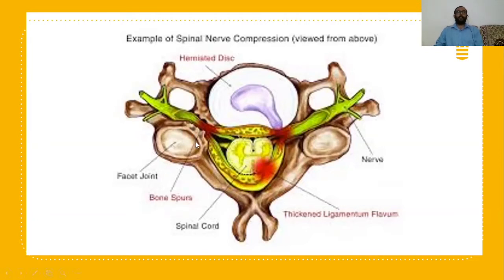And here, facet joint arthropathy or facet joint hypertrophy. The facet joint is actually an apophyseal joint, formed by the superior articular process and inferior articular process of the vertebrae just below and above respectively. And here there is osteophyte formation of the body of the vertebra, which causes neural foraminal stenosis.